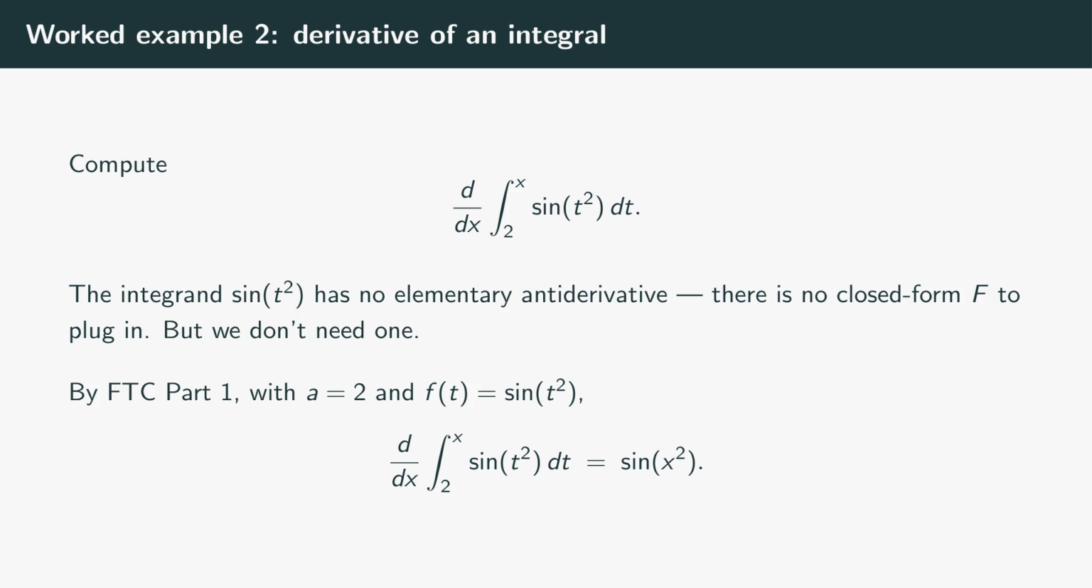But we're not being asked to evaluate it, we're being asked to differentiate it with respect to its upper limit. And the Fundamental Theorem, part 1, hands us the answer immediately. Just plug the upper limit into the integrand. The derivative is sine of x squared. That's the whole computation. No antiderivative required. You just differentiated an integral that, frankly, nobody can compute in closed form. Part 1 let you do that.